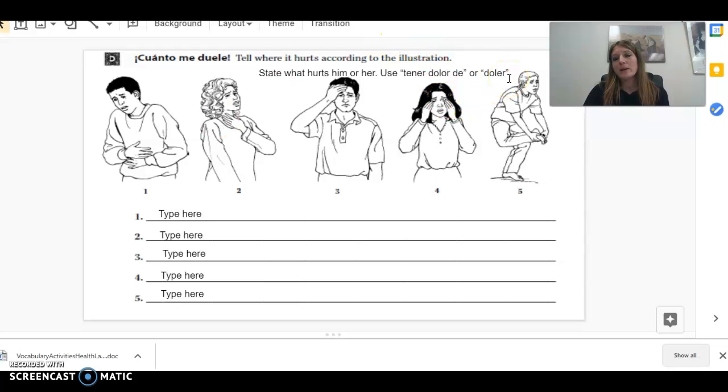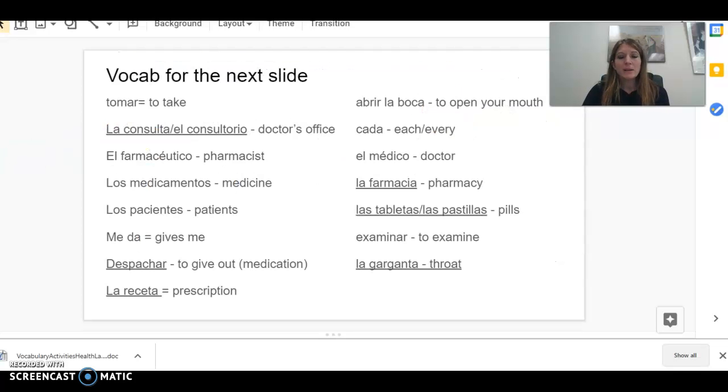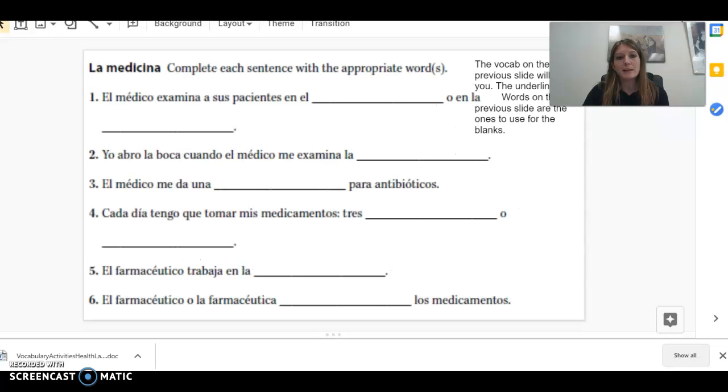If you're using doler, you're using me, te, le, nos, os, or les, in this case le for each of them, and duele or duelen followed by the part of the body. Duele would be one thing, like estómago, garganta, cabeza, or pie. Duelen would be for plural, los ojos. This slide is basically to help you with the last slide.